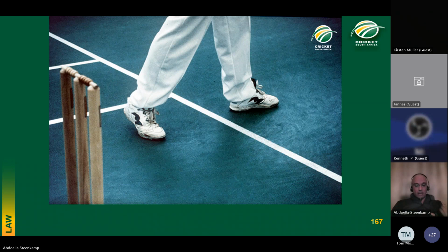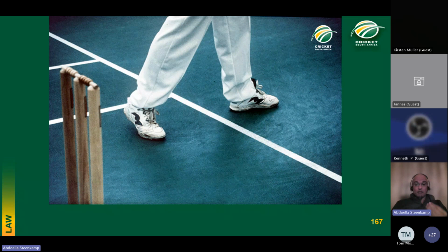Back foot, happy, not touching the return crease. Front foot, is there any part of the front foot whether grounded or raised behind the popping crease? No, there's not. So that's why this is a no ball. And again, I want to emphasize when judging this, you need to judge it upon first landing. Looking at the front foot, you need to make your call when the front foot lands, that first landing. When it landed first, is there any part of the front foot whether grounded or raised behind the popping crease? If the answer is yes, fair delivery. If it's no, it's a no ball.